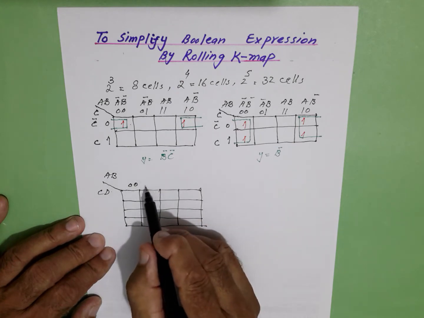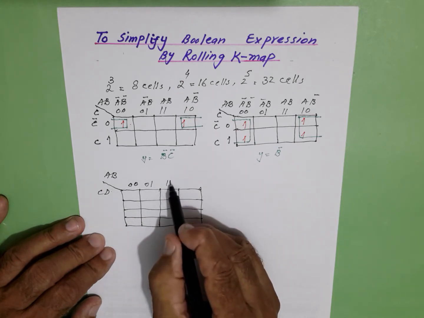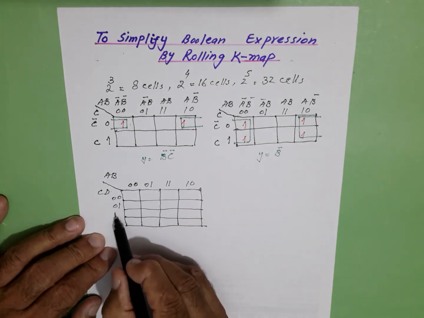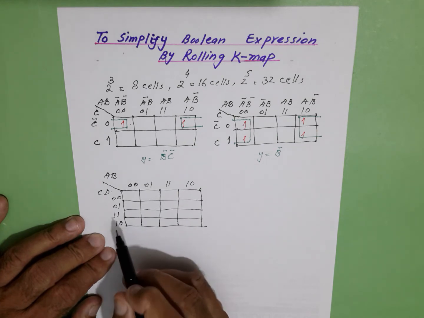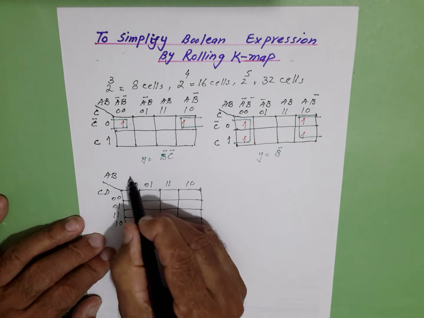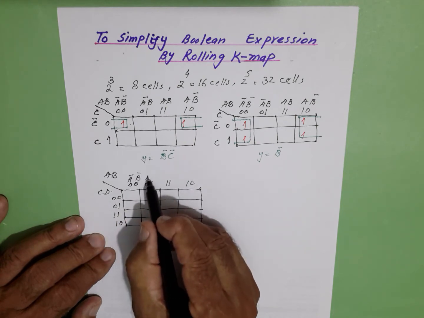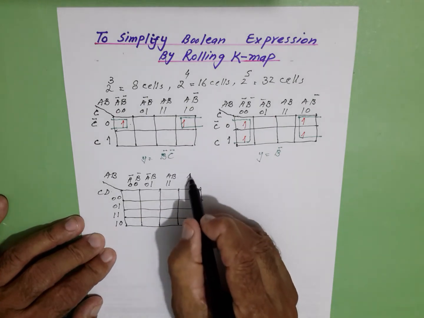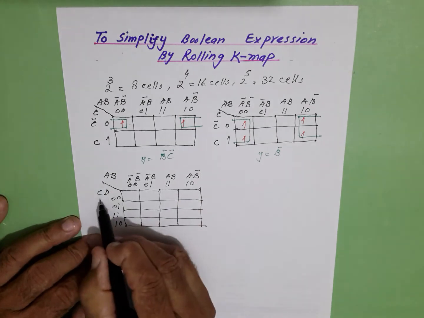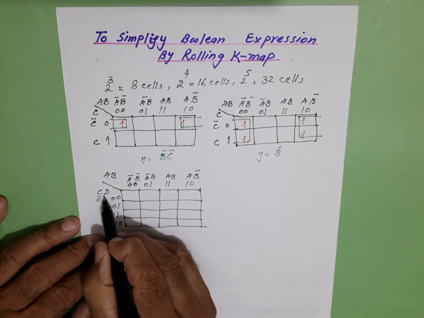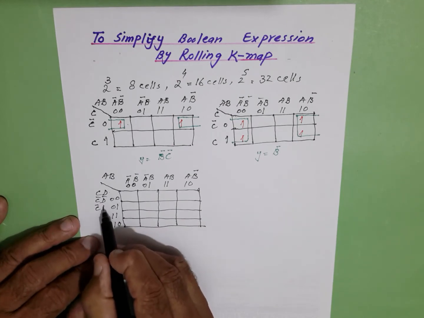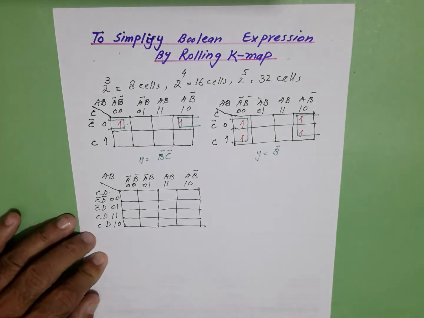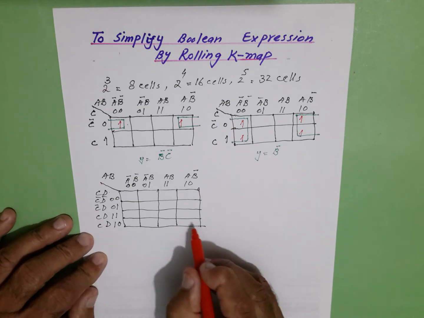For 2 variables possible combinations will be 0, 0, 0, 1, 1, 1, 1, 0. Let us write the function A bar B bar, A bar B, A B, A B bar, and in this case C bar D bar, C bar D, C D, C D bar. We have 4 minterms.